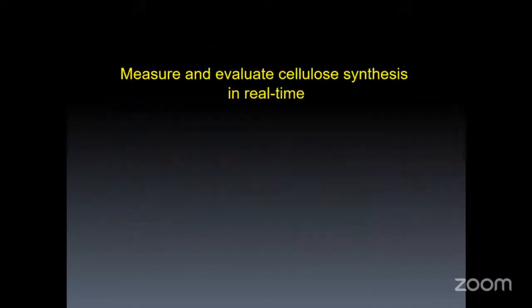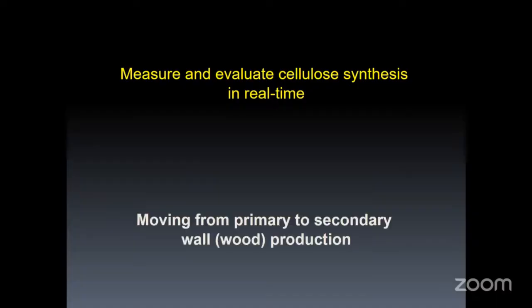Okay, so I hope I've shown you here that we can really measure and evaluate cellulose synthesis in real time in a living plant, right? Okay, so now we're moving from these primary cell walls that are supporting the direction of seedling growth to secondary cell walls, so basically wood-producing cells.